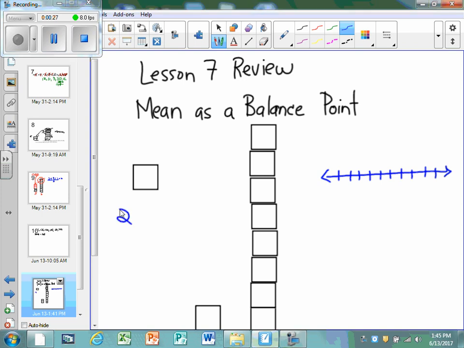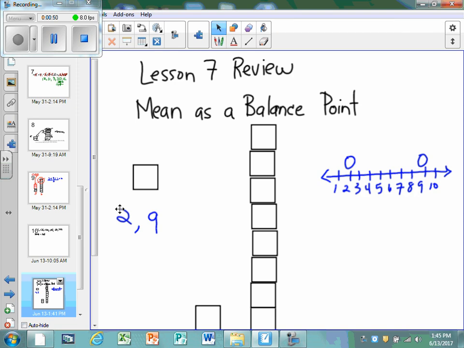2, and what's the other data point? 9. So we're going to go over here and put that information. 2, 3, 4, 5, 6, 7, 8, 9, and 10. So I've got a penny on 2 and I've got a penny on 9. That's what you should have drawn.